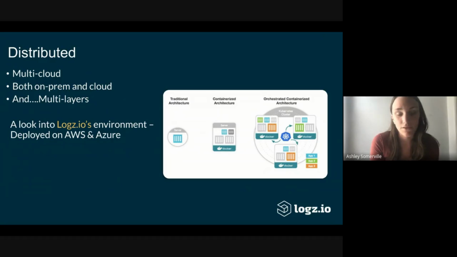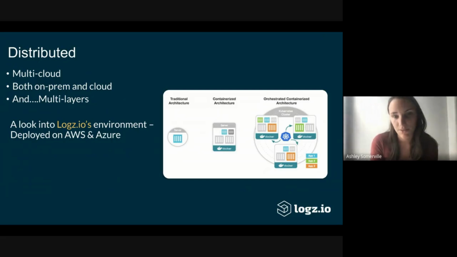A look inside Logs.io's environment. So we're deployed on AWS and Azure, 7 regions in AWS, 5 in Azure, and the data is constantly flowing between. We have issues. We need to be able to identify those problems and resolve them quickly.